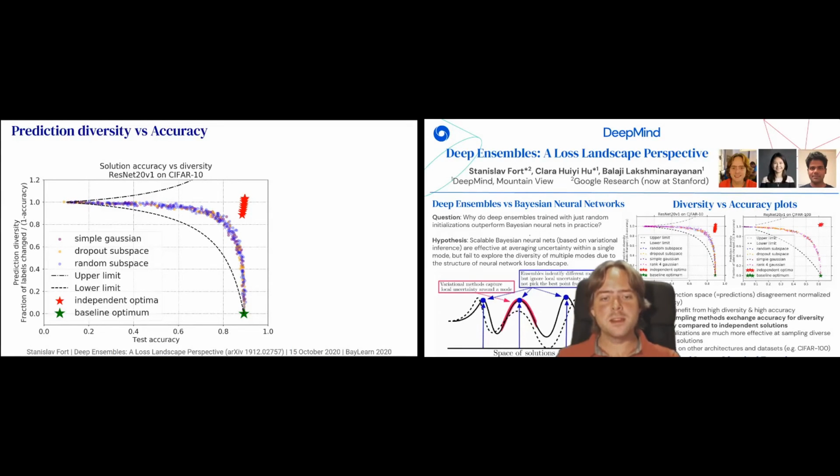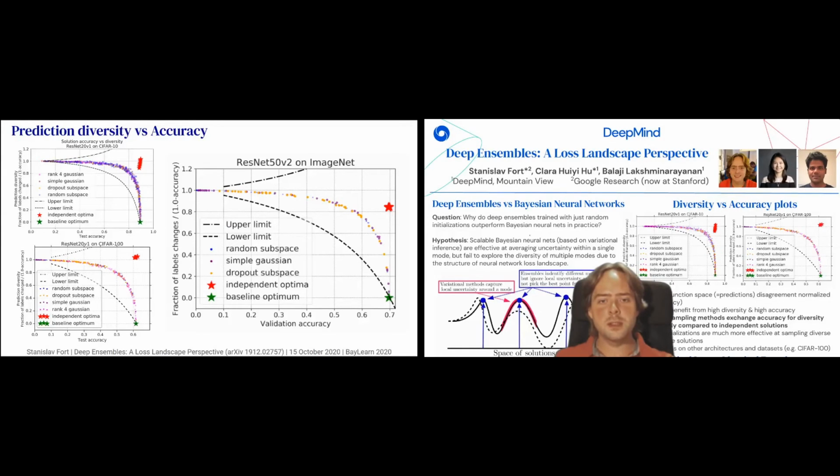We can add another method, in this case rank-4 Gaussian, but we can see that we never reach the island of the independently initialized and optimized solutions. So the trade-off between diversity and accuracy for these subspace sampling methods is inherently worse than independently sampling, optimized using independent initializations and independent training. To verify the validity of the separation between the ensembles and the subspace methods, we ran our experiments on CIFAR-10, 100, and ImageNet.